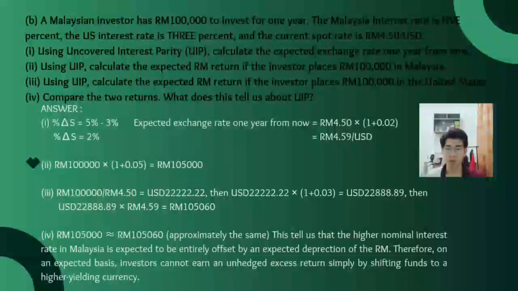For four, the answer is approximately the same. This tells us that the higher nominal interest rate in Malaysia is expected to be entirely offset by an expected depreciation of the RM. Therefore, on an expected basis, investors cannot earn an unhedged excess return simply by shifting funds to a higher yielding currency.